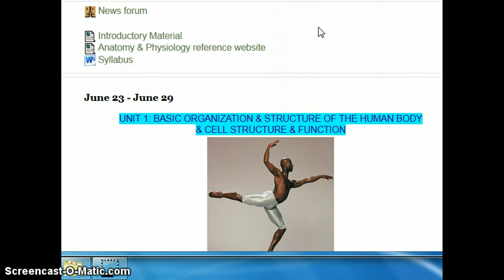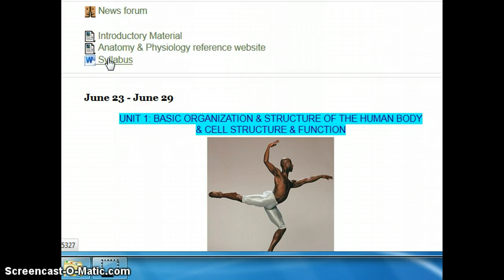So please do that. All right, here's what the Moodle page looks like. There are news forums. This is where you can post general information. It will be available to all of the class. So if you have something private that you want to discuss with me or ask me, do it via Moodle messaging. But the news forum is a good place for me to post information and for students to post something or ask a question that they want to share with the rest of the class. Introductory material gives you some general information about computers and about the class. This anatomy and physiology reference website has some good information.